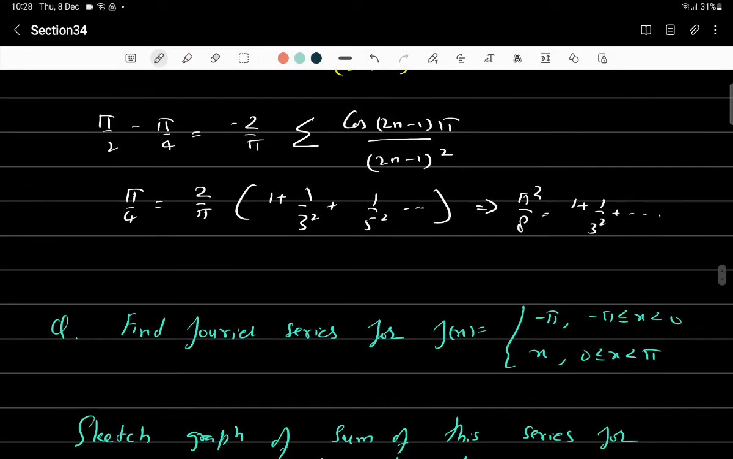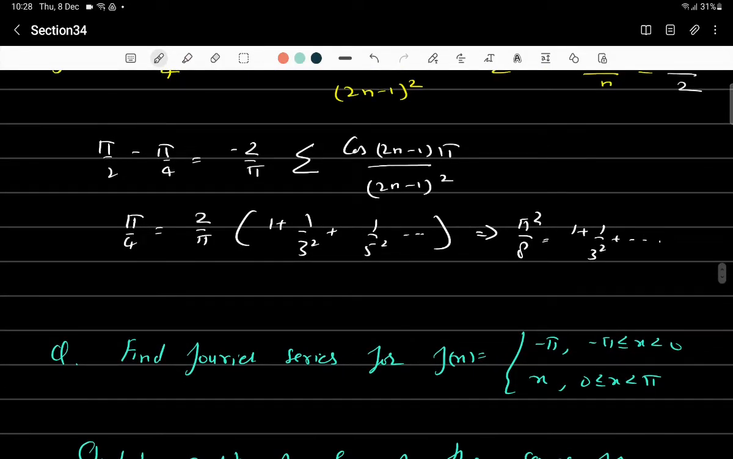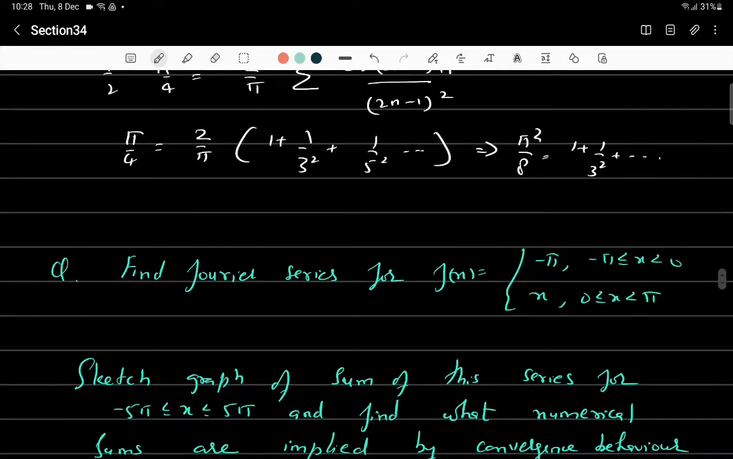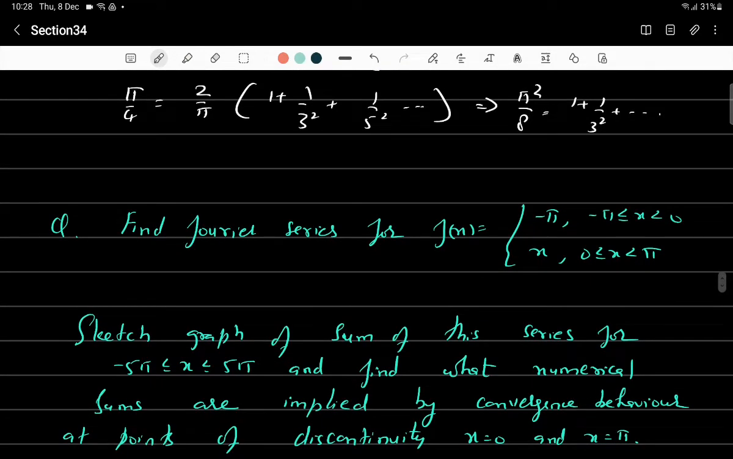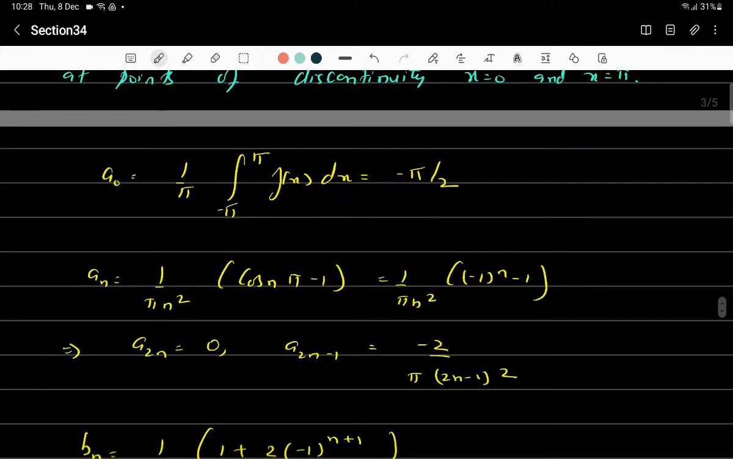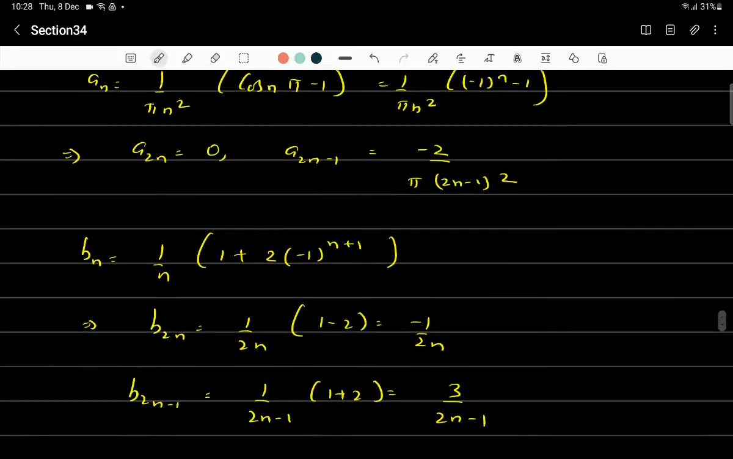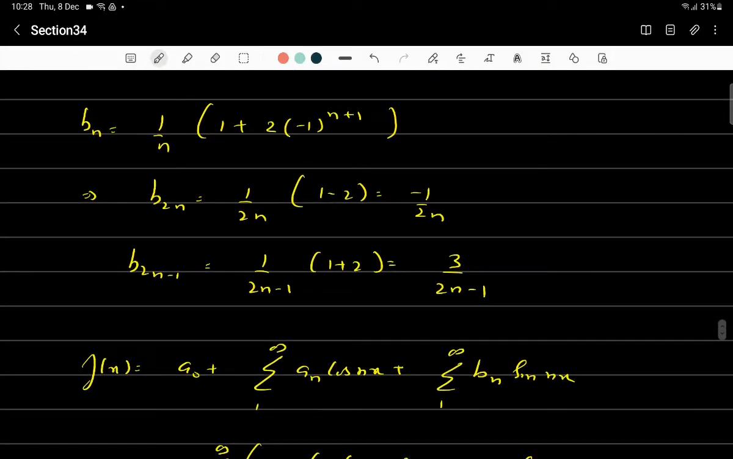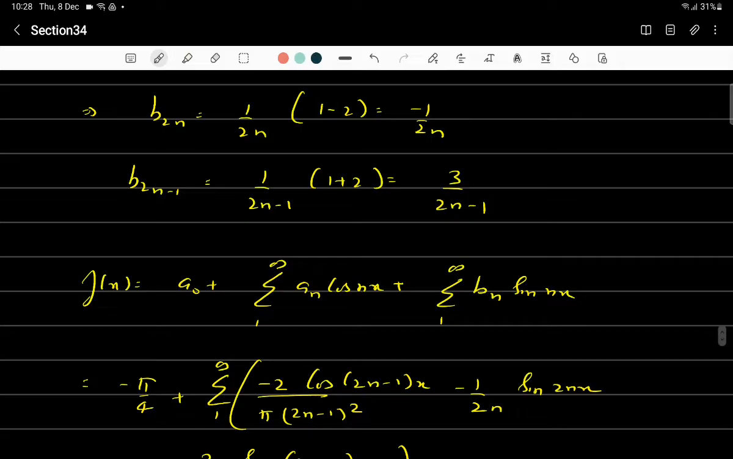Let's try one more question which says: first find the Fourier series, and once you have the Fourier series, sketch the graph of the sum of this series from minus 5 pi to 5 pi and find what numerical sums are implied by convergence behavior at the points of discontinuity, x equal to 0 and x equal to pi. Please spend some time and try to find the series by yourself, and then you can verify with the answer given in the notes.